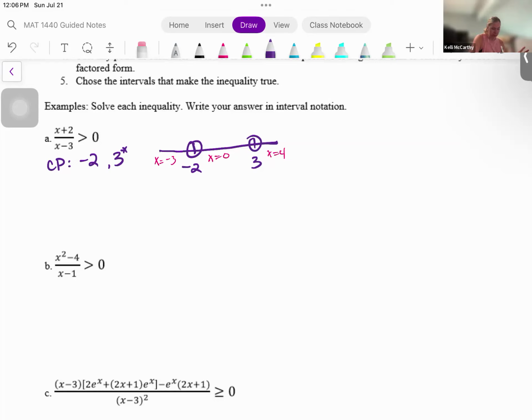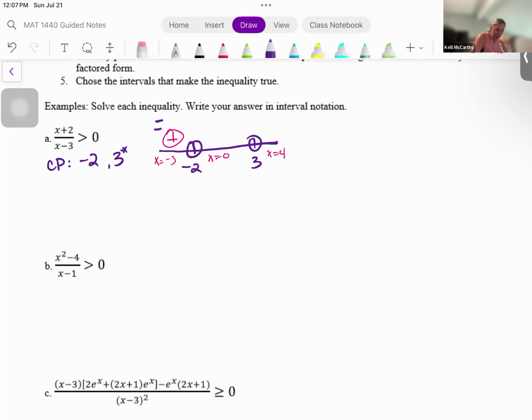So starting with x equals -3, when you plug x equals -3 into the numerator, we get a negative. X equals -3 in the denominator, we get a negative. And the quotient, when you divide two negatives, is going to be positive. So those rules for multiplying and dividing positives and negatives are the same.